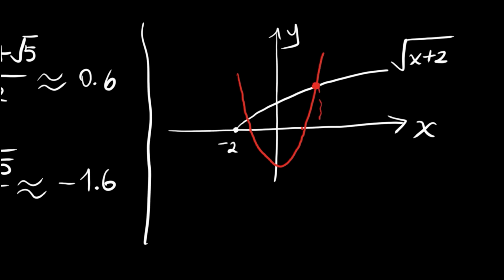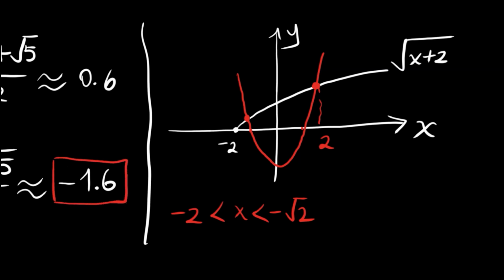One of them is 2, as we found. The other one looks like it is between -2 and negative square root of 2. So this one, negative 1.6, seems to be the second root. The other one doesn't satisfy. You can check by yourself.